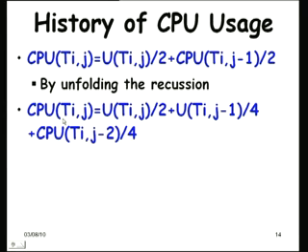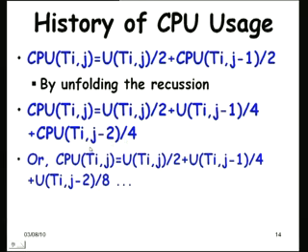See here, if we unfold it, CPU Ti j minus 1 by 2, we can write in terms of u Ti j minus 1 by 2 plus CPU Ti j minus 2 by 2, right. We can substitute this here, and then we will get u Ti j by 2 plus u Ti j minus 1 by 4 plus CPU Ti j minus 2 by 4. Is that okay, or should we need to do that? It is clear to everybody, right. That is by just one level of expansion, we can keep on expanding that.